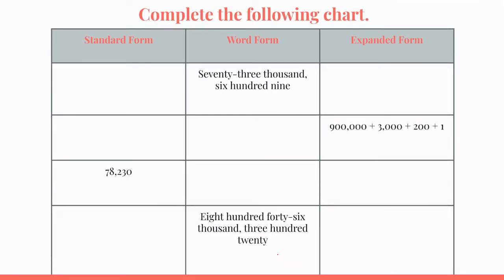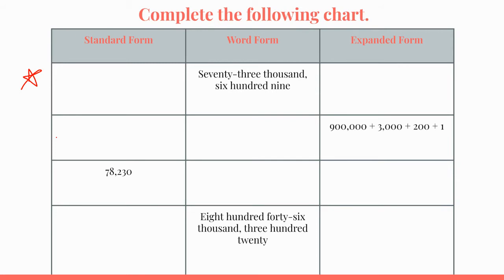All right, looking at the next one, we're going to complete the following chart. I want you to go ahead and take care of this row. You're going to take care of standard form and expanded form. And when you do this, you will see text boxes that you can type in. So just click. All right, so we were given word form. We have 73,609. So I'm going to put this in standard form.